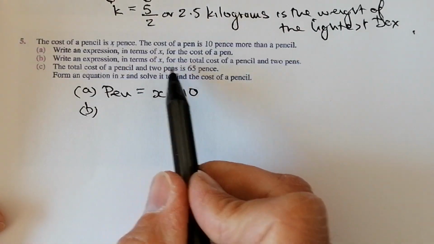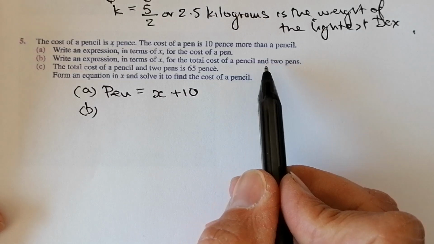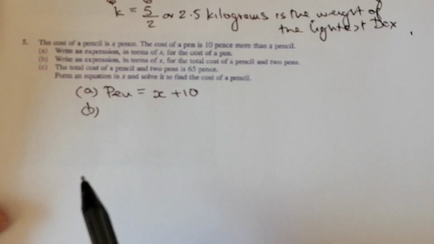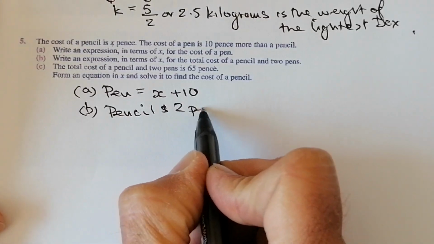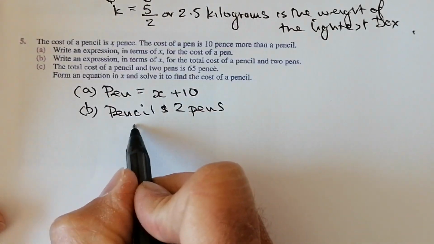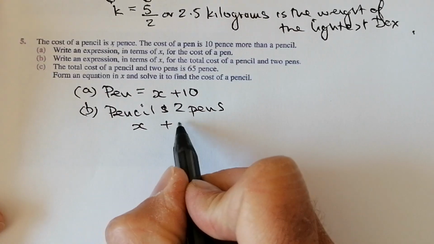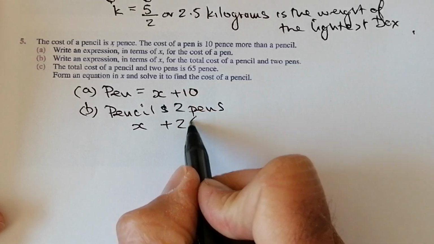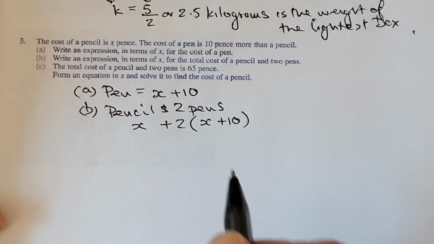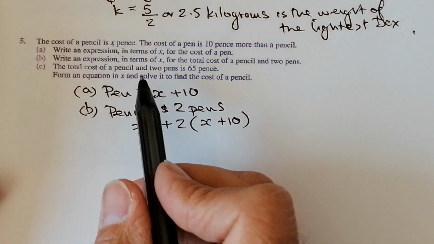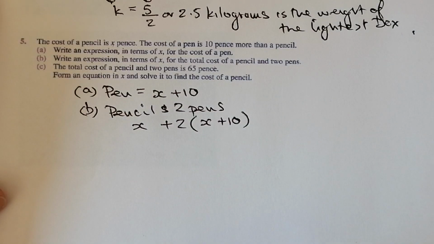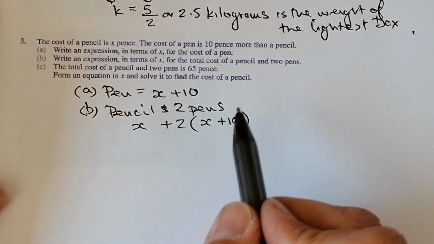Write an expression in terms of x for the total cost of a pencil and 2 pens. So a pencil is x, so that's going to be x that's there, and we're going to add 2 times whatever the pen costs, and that's going to be that there. Right, so we've got our expression for the cost of a pencil and 2 pens. The total cost of a pencil and 2 pens is 65 pence. Form an equation in x and solve it to find the cost of a pencil.